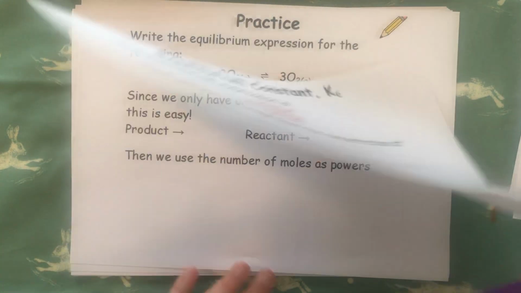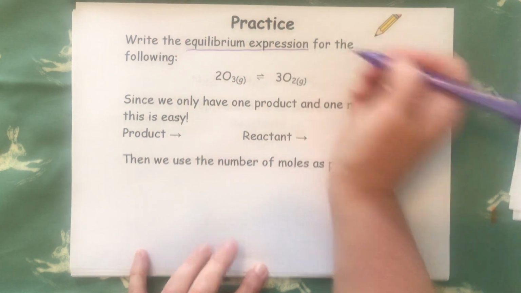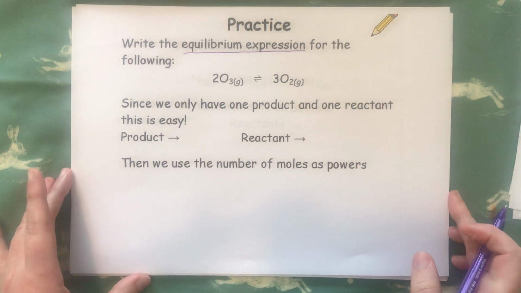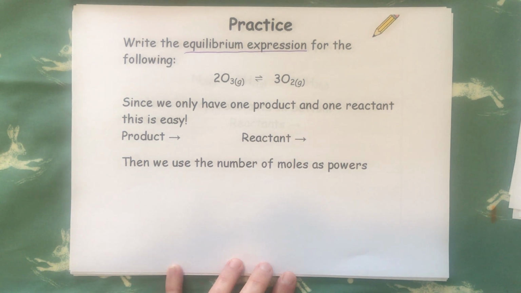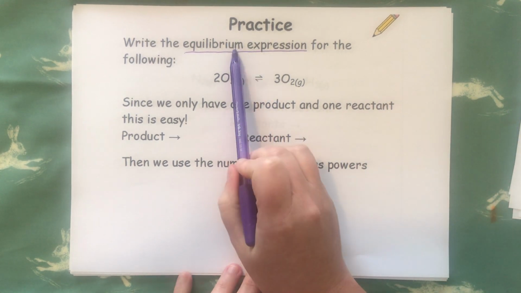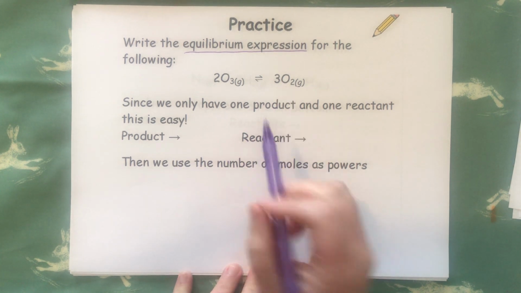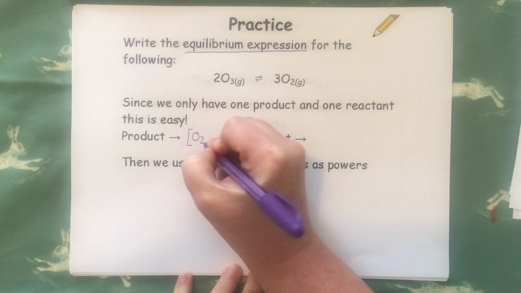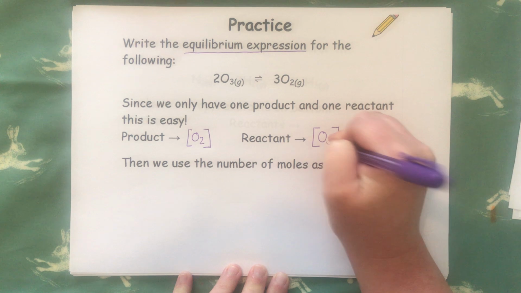So we're going to look at some examples of this now. Okay, so you could be asked to write the equilibrium expression for the following reaction. So we have 2 O3, an ozone molecule, forming 3 O2, an oxygen molecule. Now, bearing in mind you're being asked to write an equilibrium expression, that word's really important. It doesn't mean that there are any calculations involved in this. You're merely writing the expression. So the first thing you need to do is identify the product, which in this case is O2, and the reactant, in this case, is O3.